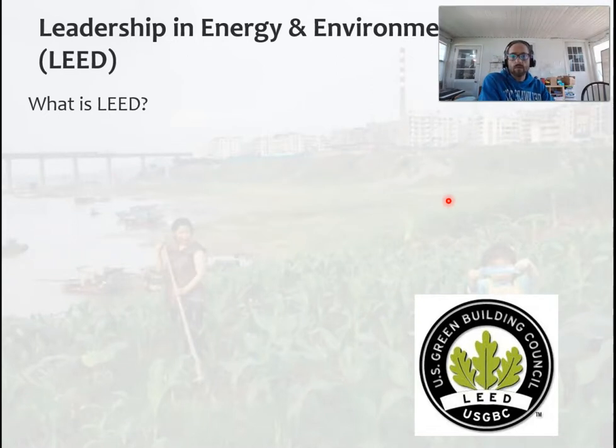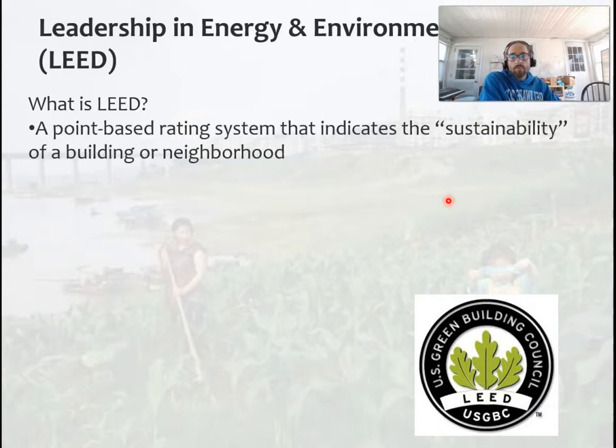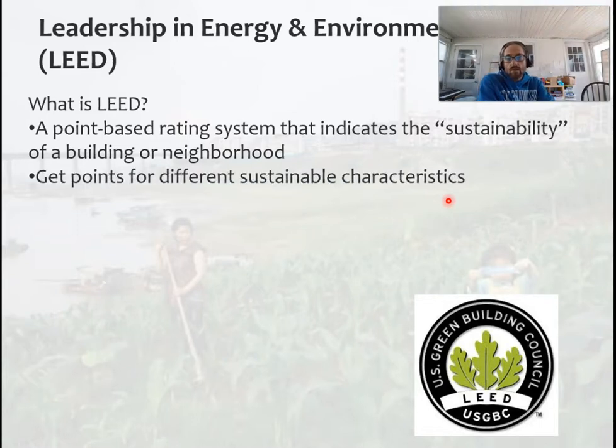So let's go over LEED first. You want to jot down Leadership in Energy and Environmental Design, or LEED. I'll always refer to it as LEED. You always see it referred to as LEED out in the field. So LEED is a point-based rating system, okay, that indicates the sustainability of a building or neighborhood. There's actually different types of LEED certifications. There's single family, there's multifamily, there's interior design, there's neighborhood design, there's all kinds of stuff.